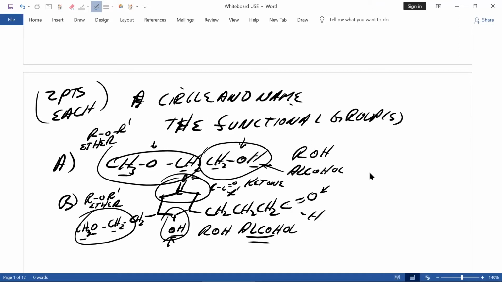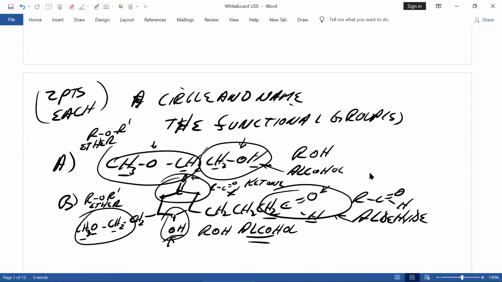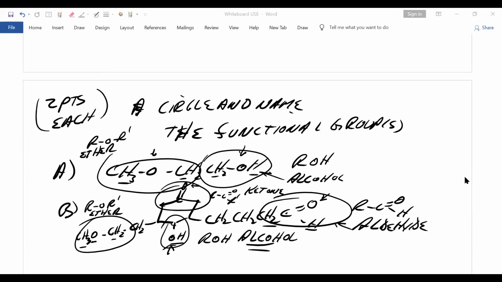Oh, I think I threw everything in but the kitchen sink. Another oxygen, double bond to carbon with a hydrogen on the carbon. And this is an aldehyde. Aldehyde. And that's how you play that fun game. I'm going a couple minutes over. We'll still get our full break. That's how you play that fun game. Circle and name the functional group, 2 points each.